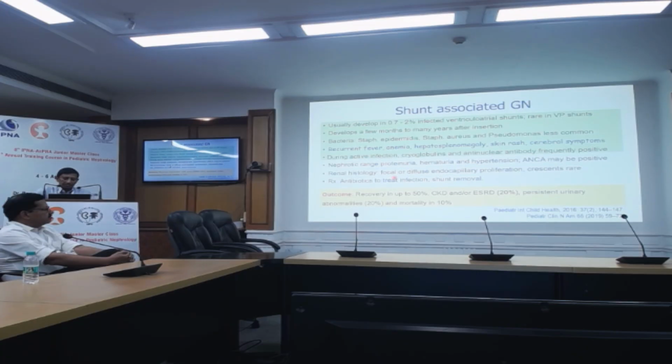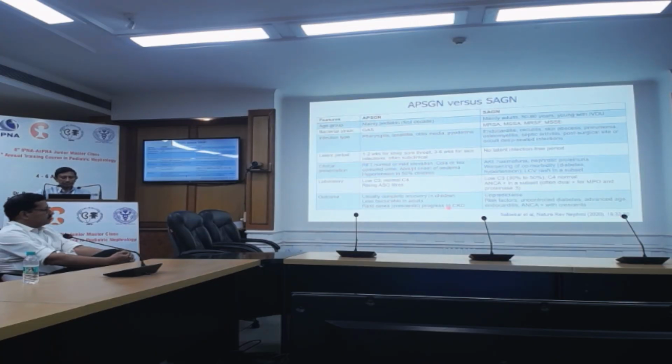The renal histological findings are similar, and the treatment is actually to give antibiotics and remove the shunt if the infection persists. Again, recovery is slightly better than what you see in endocarditis-associated GN, but recovery is seen only in about 50% of the patients, and mortality is seen in about 10% of the patients.